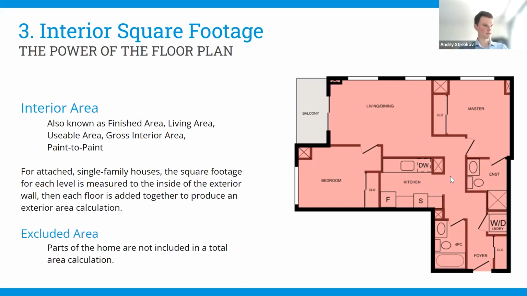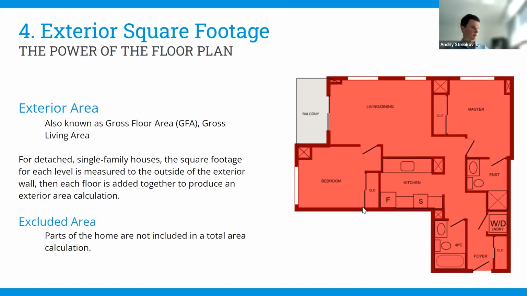You can actually see on this picture here that the areas covered in red are included in the calculation. So we do not include the walls if we're dealing with attached properties. It's as simple as that. But here we go. I think we stopped here at the exterior square footage, and we can see that we apply it for detached properties, and we include the exterior wall in the calculations.